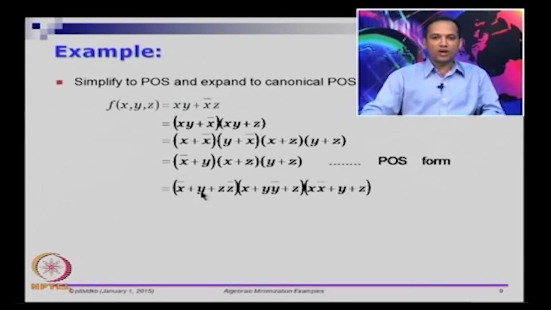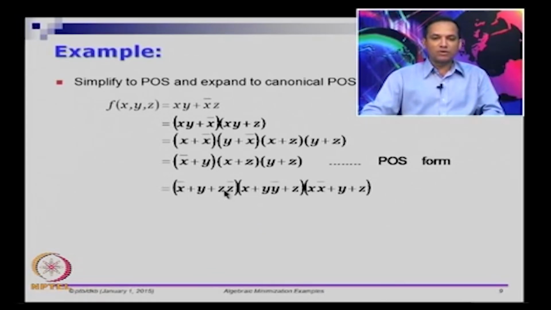So, x bar plus y, this term is missing z and z bar, so we introduce a z bar here. This one is missing a y. To make it a valid canonical POS, we need y in this x plus z also. So, we write y bar, and for y plus z, the x term is missing, so we write it as x bar. So, in this case x bar is 0, y bar is 0, z bar is 0. So, it is okay to logically OR a 0 because it is not going to change the value of this expression.